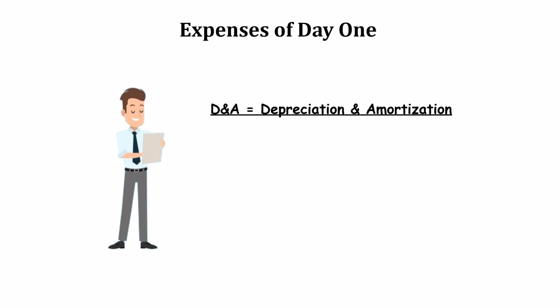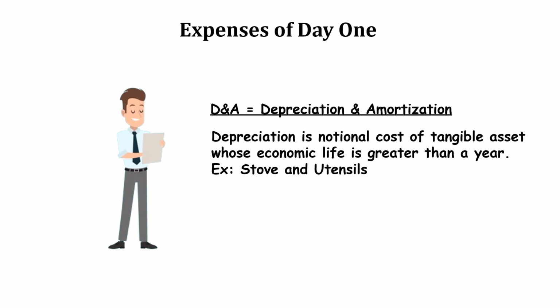Now that we know that we have to deduct some more expenses, let's start with depreciation and amortization. Depreciation is nothing but notional cost of tangible asset whose economic life is greater than a year. Let's say you purchase stove and utensils. You cannot right away deduct the whole cost of stove and utensils from this day one statement. What you'll have to do is take the cost of stove and utensils and spread it across the useful life of stove and utensils. Let's understand through an example.